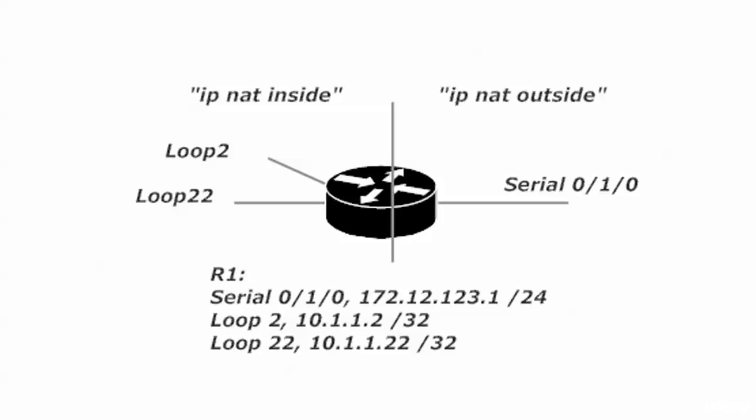Now, real world, you would really likely have a fast Ethernet interface here. We're using a couple of loopbacks because I want a couple of extra networks, and also to get you used to putting IP NAT inside on the loopback interface itself if that's what you're using. But typically you'll have a bunch of hosts off a fast Ethernet interface that need NAT, and you would just put IP NAT inside on the Ethernet interface or fast Ethernet if that were the case.